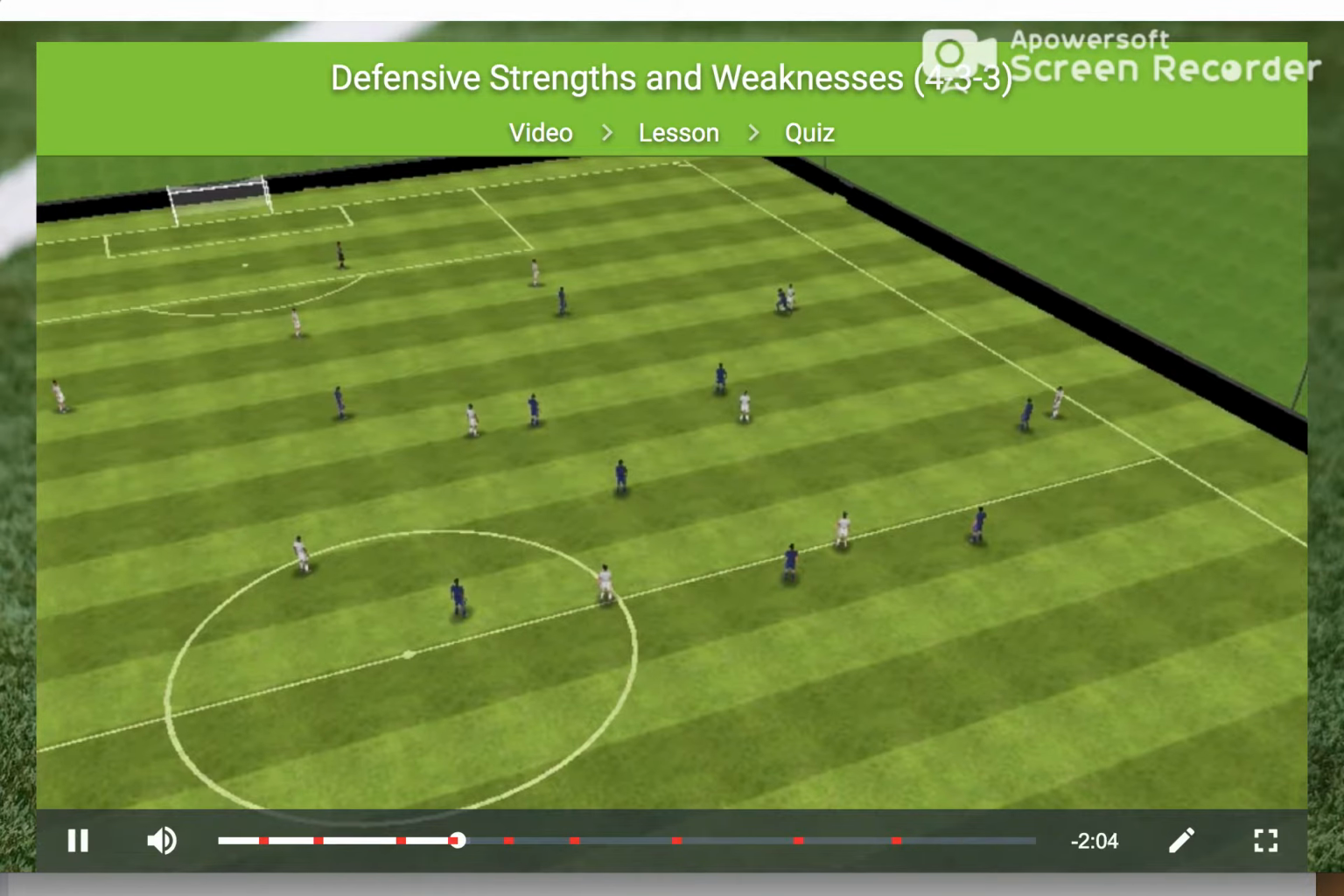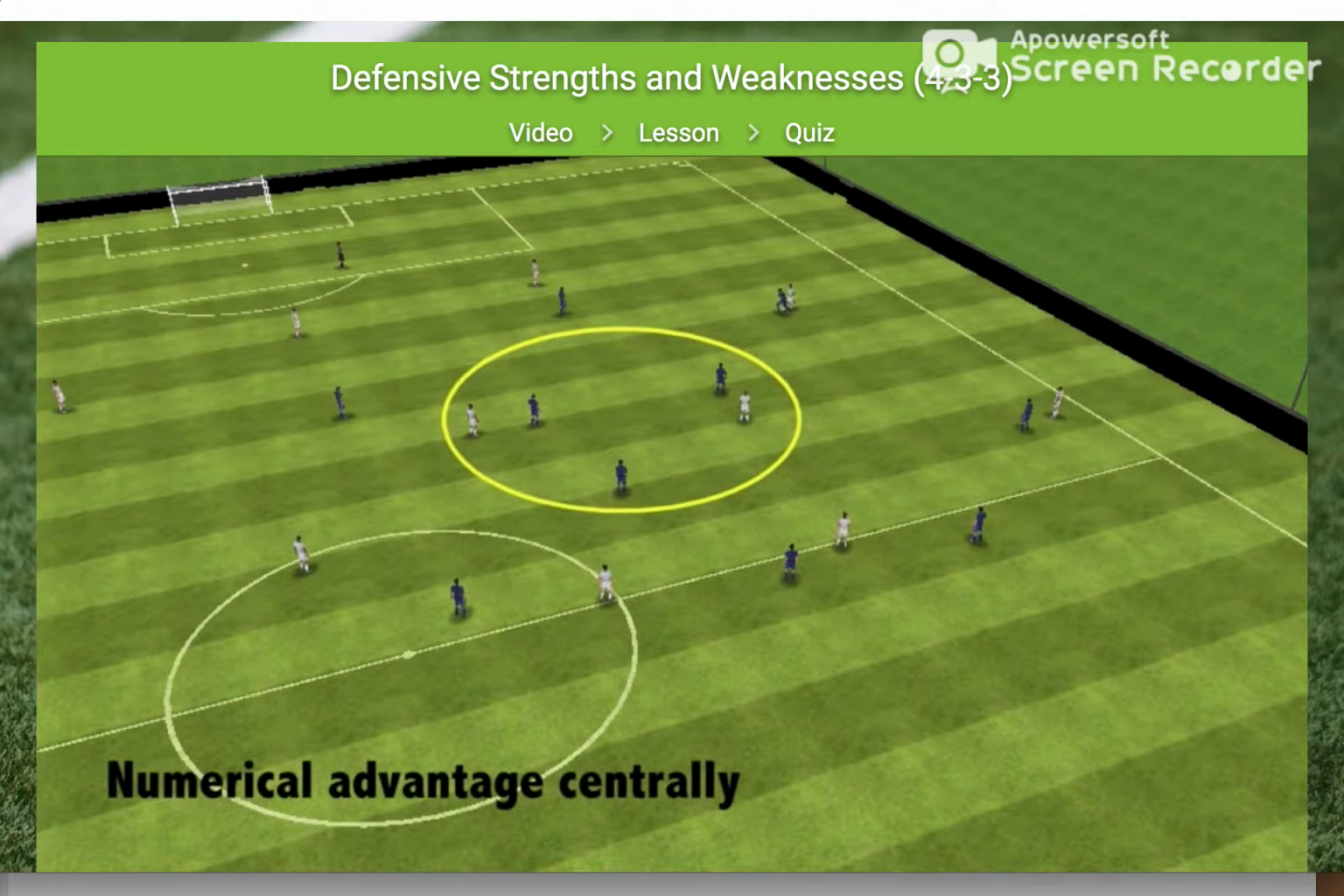Third is the numerical advantage in the center of the field that they will have over many teams, such as teams that play with a standard 4-4-2 with a flat midfield, which we can see here with a 3v2.